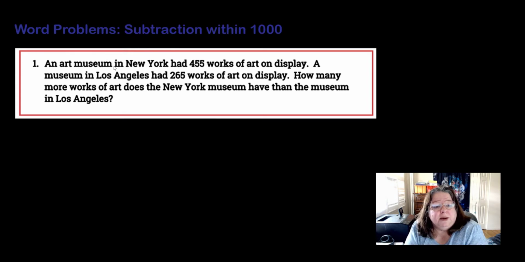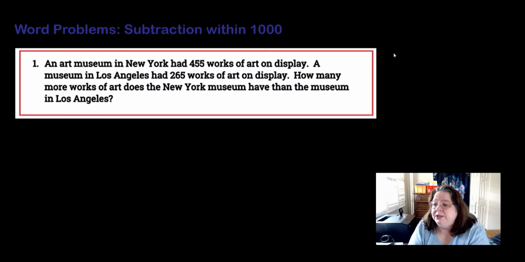An art museum in New York had 455 works of art on display. And that could be statues, it could be paintings. An art museum could have all kinds of exhibits. A museum in Los Angeles had 265 works of art on display. How many more works of art does the New York Museum have than the museum in Los Angeles?